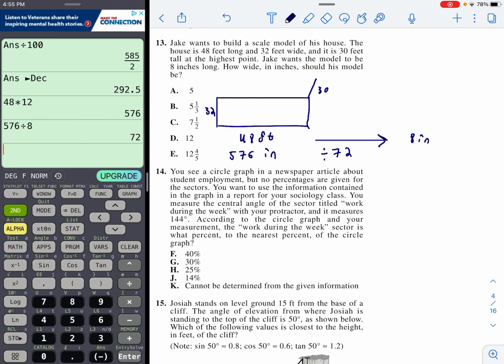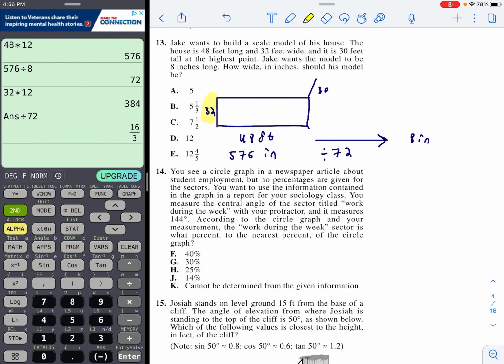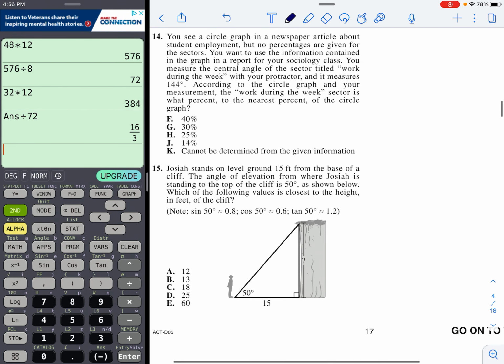How wide in inches should his model be? Well, the initial house is 32 feet wide, so 32 times 12. That means it's 384 inches wide, but we're going to divide that by the ratio, 72, to get us here that we would have 16/3 inches long for this model. And so 16/3 would be the same thing as 5 1/3 there. 16/3, 5 1/3.